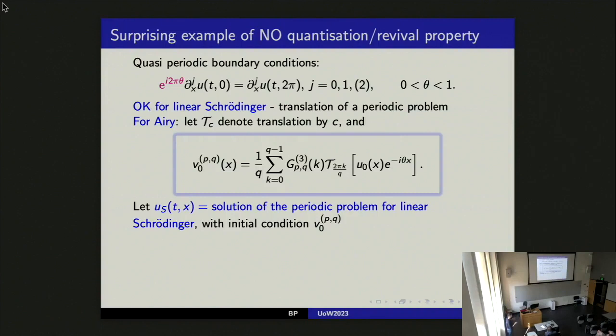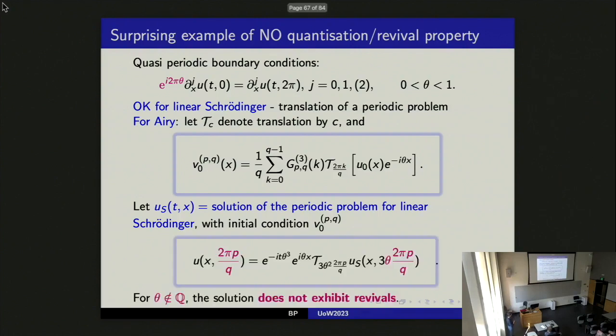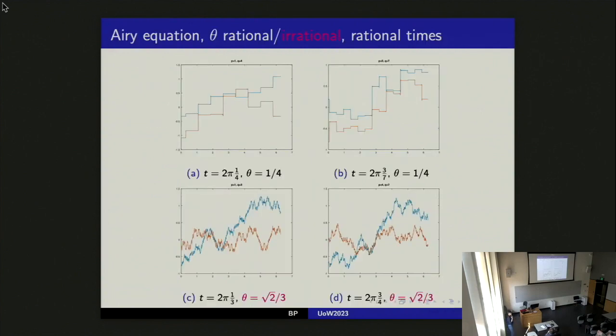If you write it all out, it's very clear why you can do that and why it's useful to do that. And what happens is that the solution of your original Airy problem you can then write in terms of translation and some exponentials that don't matter really, as the solution of Schrödinger at a different time. So the solution of Airy at a rational time is the solution of Schrödinger at a time that is only rational if theta is rational. And if theta is not rational, you kill it. You kill the revivals. And that's exactly what we saw in the numerics.